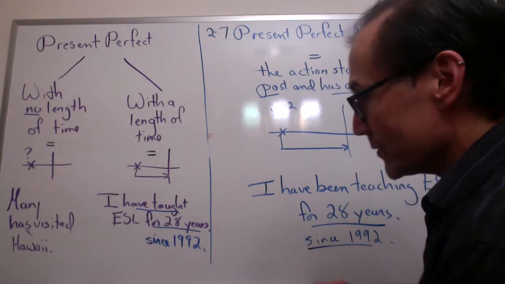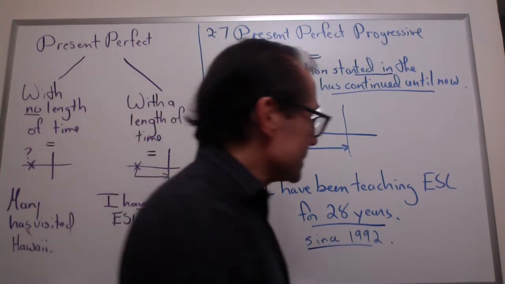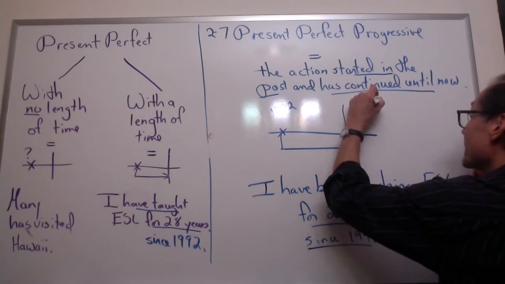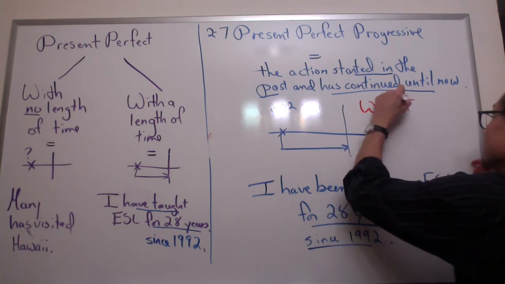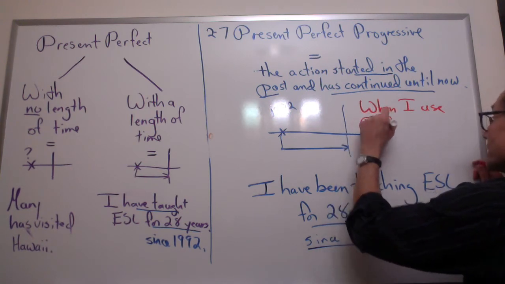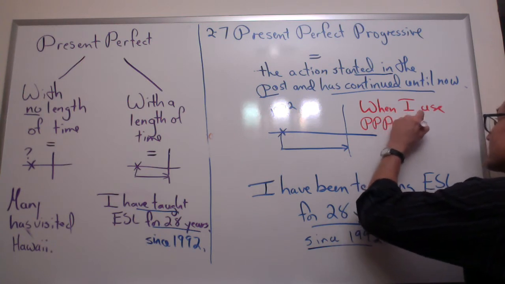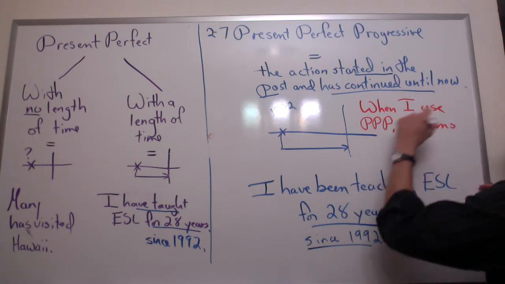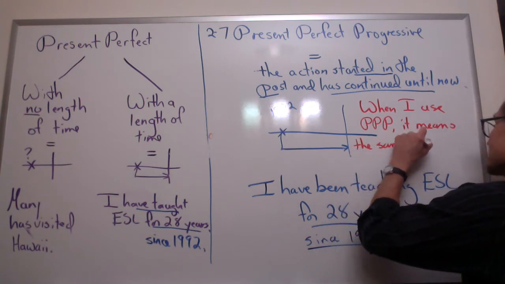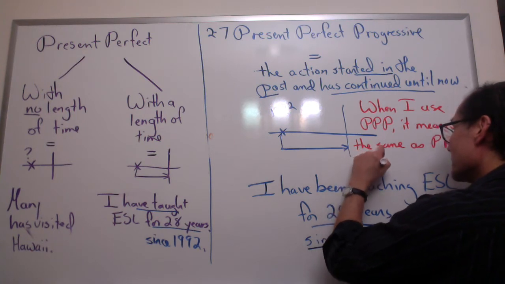Let me find a place to write that on the board because that's one of the very main points that I want to make here. I don't have much room, so I'm going to write present perfect progressive as PPP. It means the same as present perfect, PP, with a length of time.